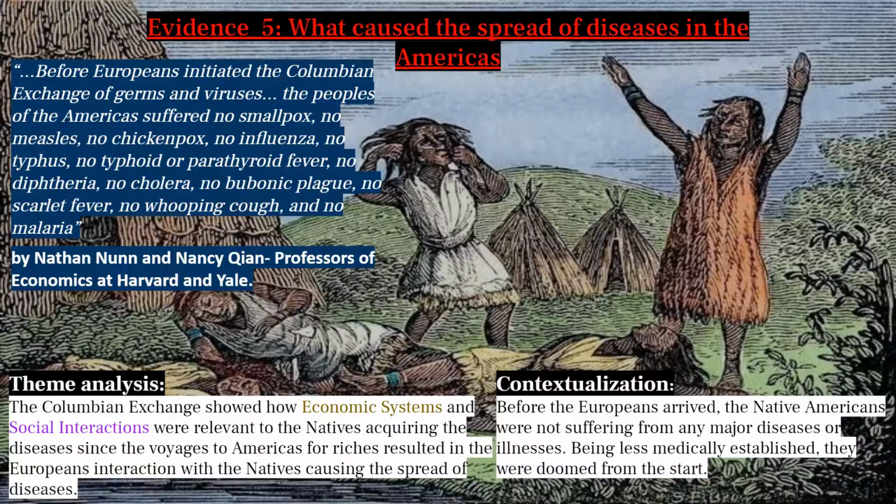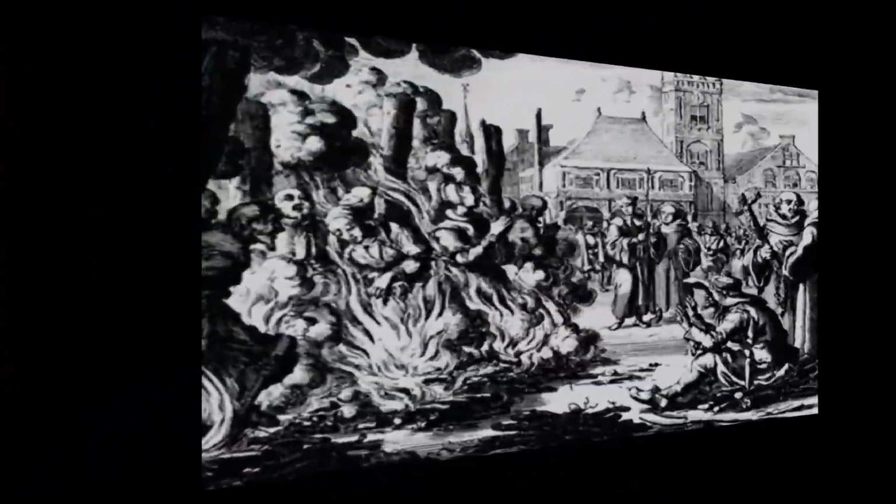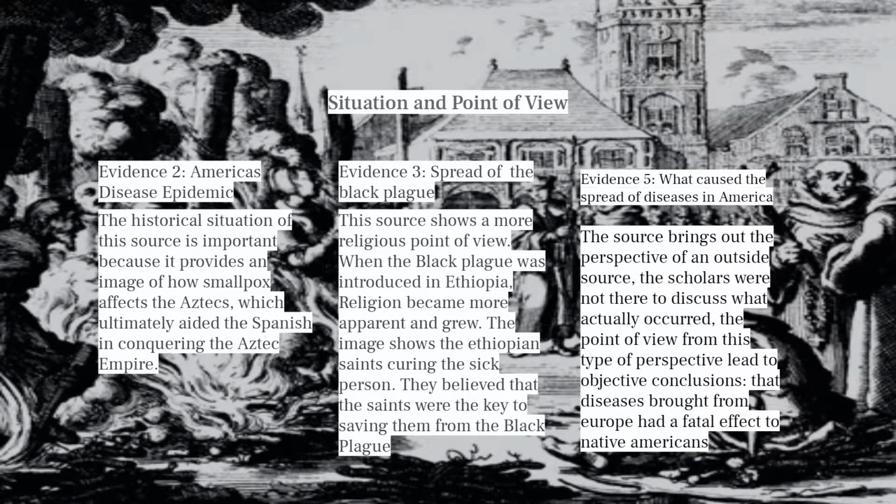However, why do we use these sources? Evidence 2 shows how only one disease affected an entire population. Evidence 3 shows the point of view in Ethiopia on the Black Plague. And evidence 5 shows the point of view of an outside source.